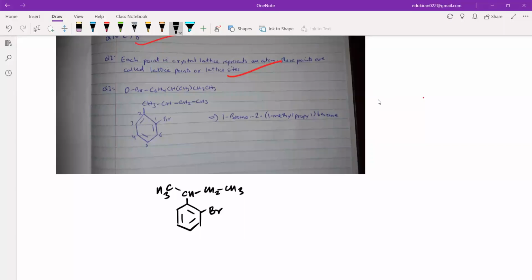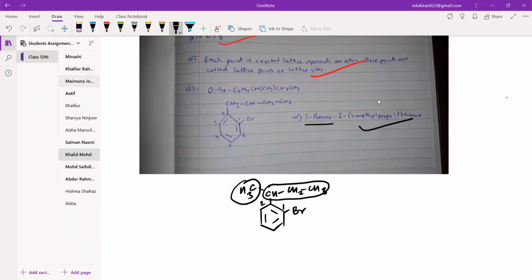Now it is correctly written, it is 1 bromo, and then in the second, what do we have? This is the first position, this is the second position. In the second position, we have a propyl group, which has a methyl group attached to it. So in the second position, we have 1 methyl propyl benzene. Okay, so the name is correct, but the structure is not right.